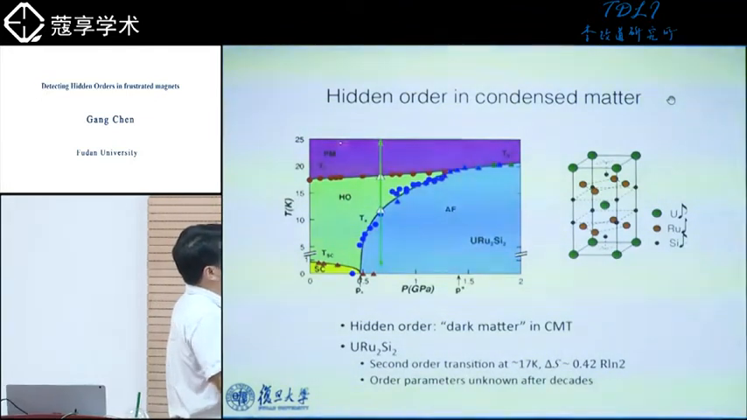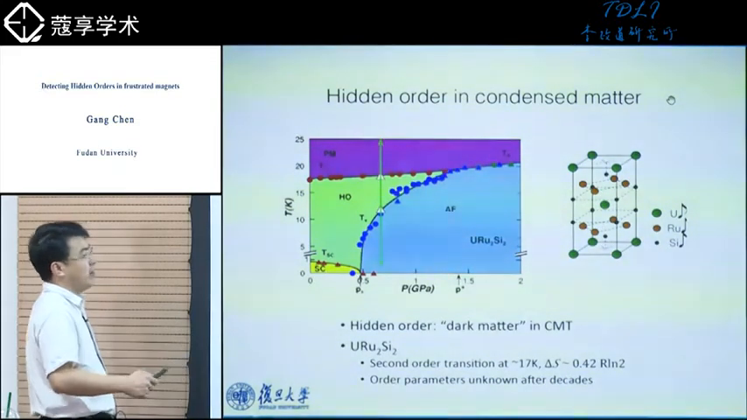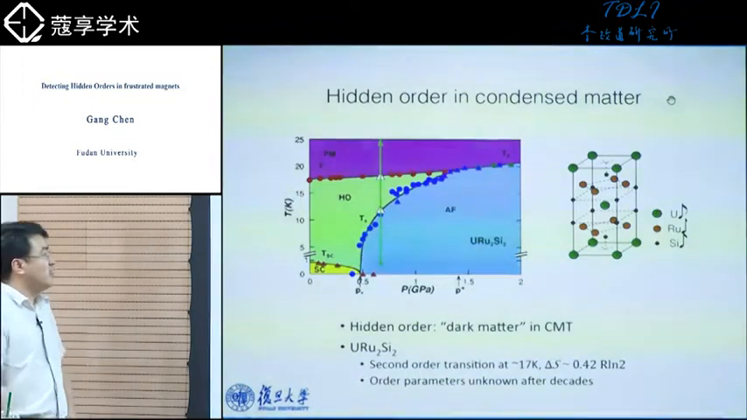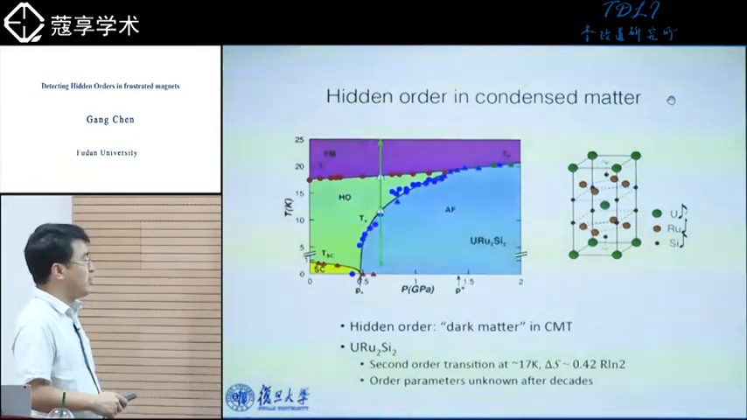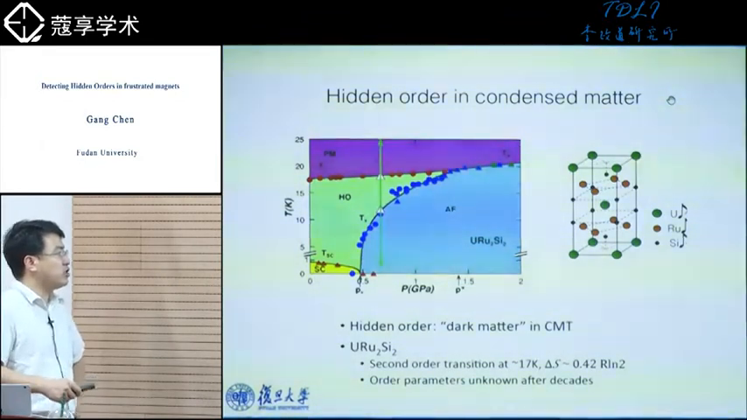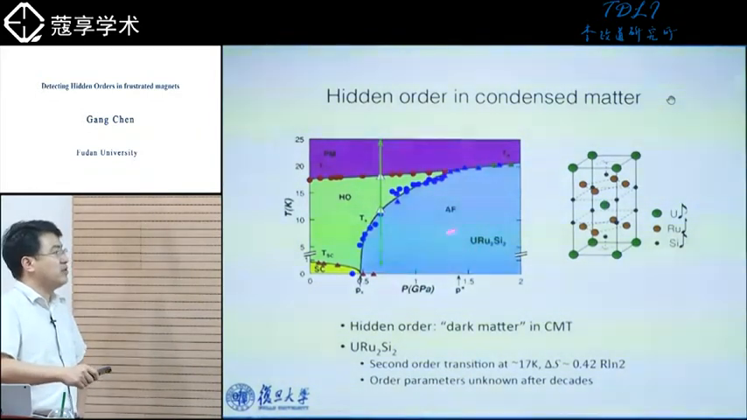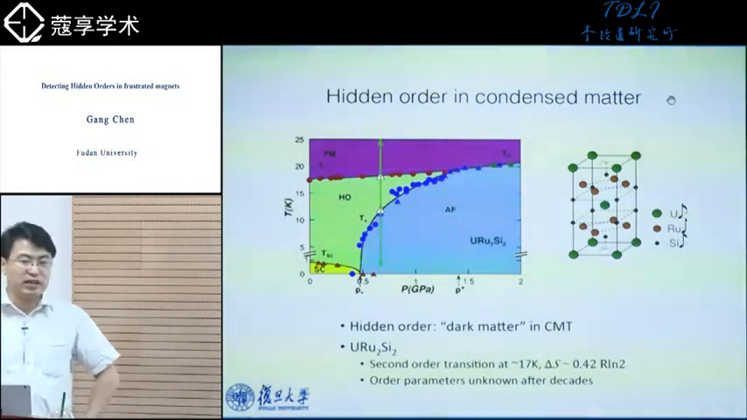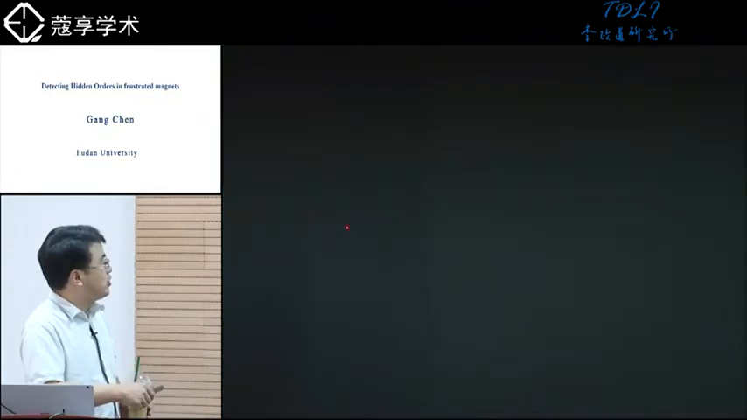So at high temperature, above about 17 Kelvin, there's nothing interesting. It's paramagnetic. At low temperature and low pressure, a hidden order appears. Let me explain later why it's hidden order. At a very low temperature, on the order of 1 Kelvin, you see superconductivity emerge. At high pressure, the system goes to a uniform magnetic order, because it has local moments. So why this green region?